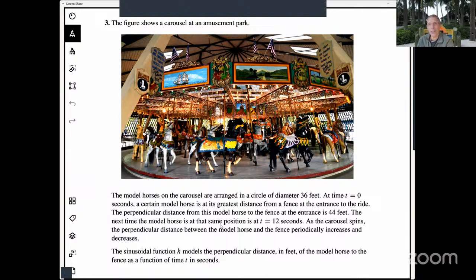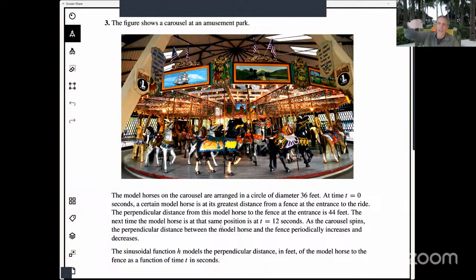So, all right, these model horses are on this carousel. They're arranged in a circle of diameter 36 feet. At time t equals 0 seconds, a certain model horse is the greatest distance from a fence at the entrance to the ride. So this is going to take a little bit of explanation, and I'm going to draw a picture on the next page. But as you look at that carousel in that picture, think about walking into this ride from a fence in front of you here. So the perpendicular distance from that model horse to the fence at the entrance into the ride is 44 feet.